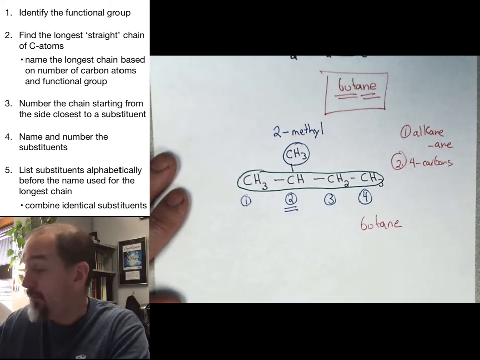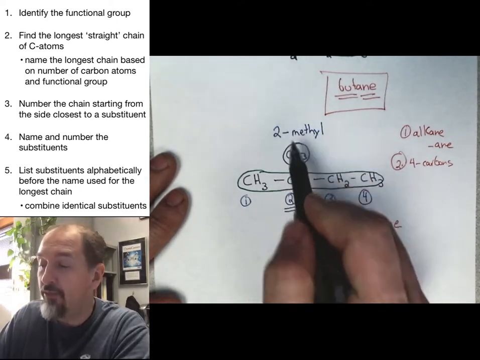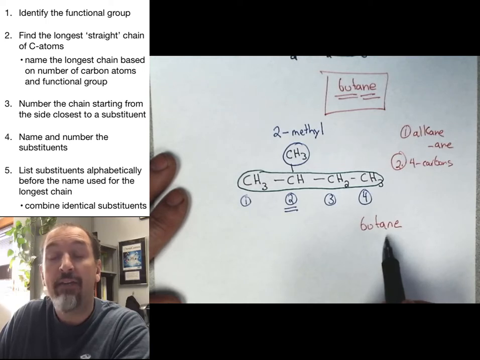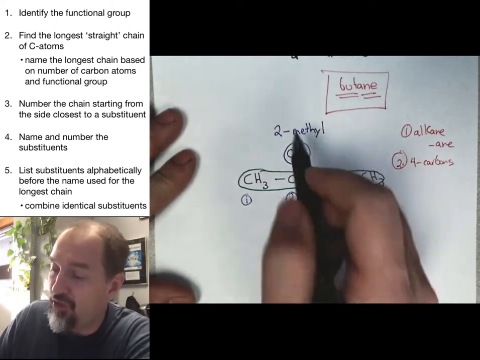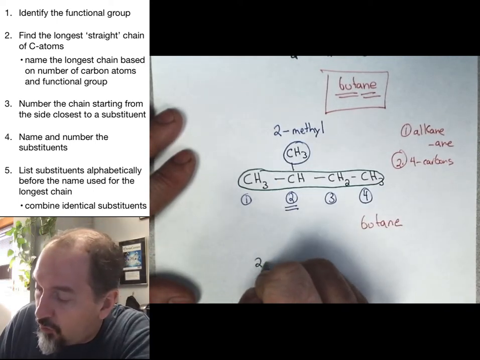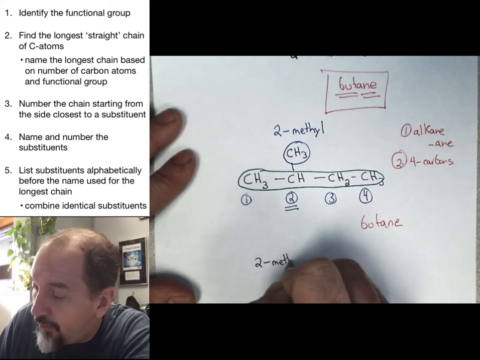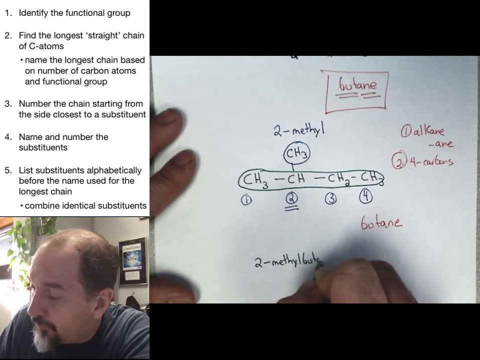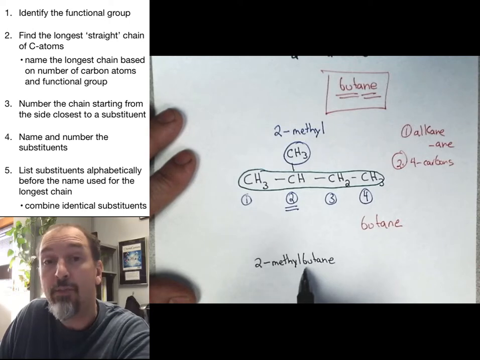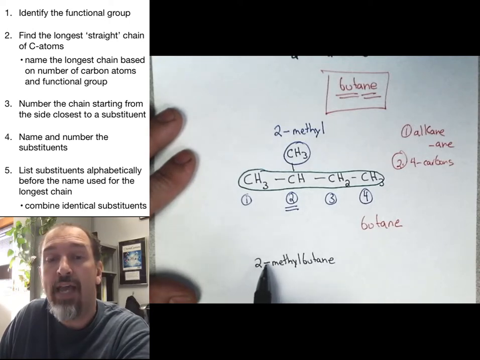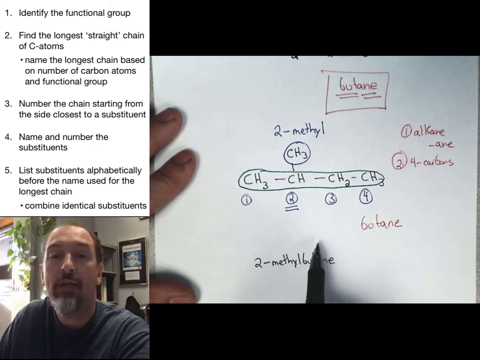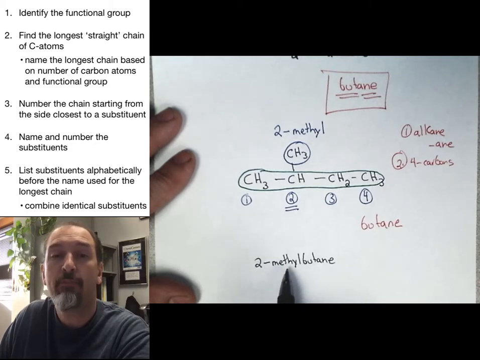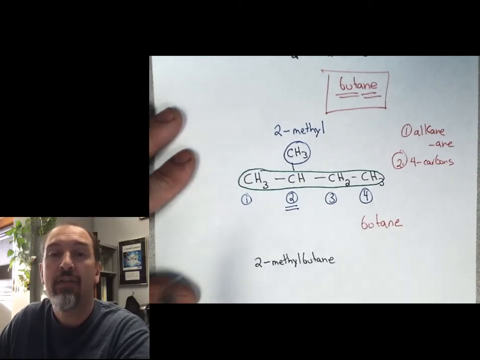Now we write the whole name together, putting the substituents in front of the main long chain, and if there's more than one substituent, we number them and list them alphabetically. Okay, so just one. So the name of this is going to be 2-methylbutane. There is no space between there. 2-methyl, no spaces between there either. In order to get the name right, we have to be correct with our punctuation also, our spelling. So 2-methylbutane, all one word, is the name of this compound.